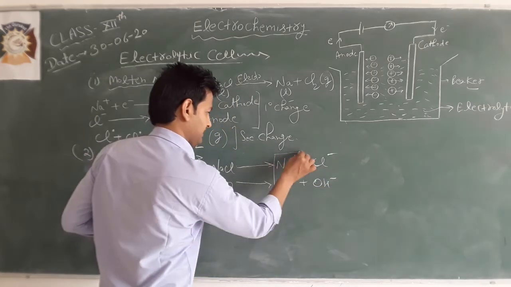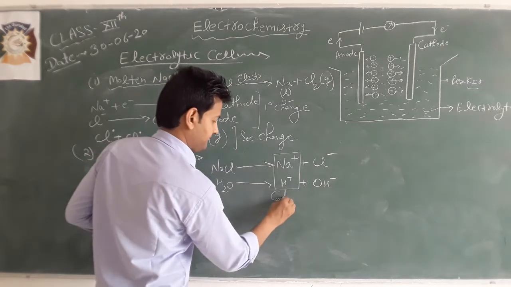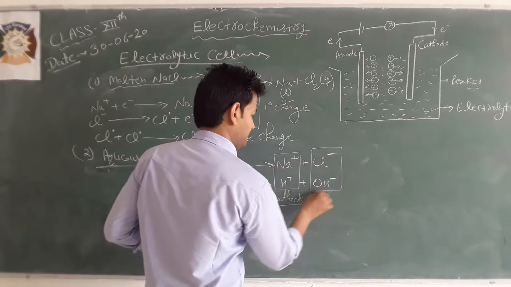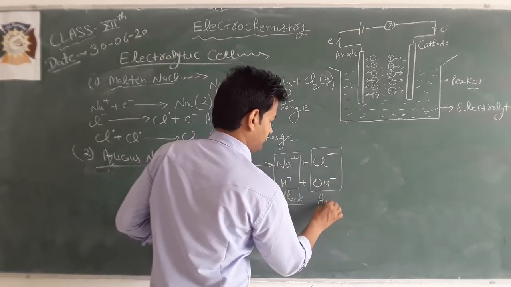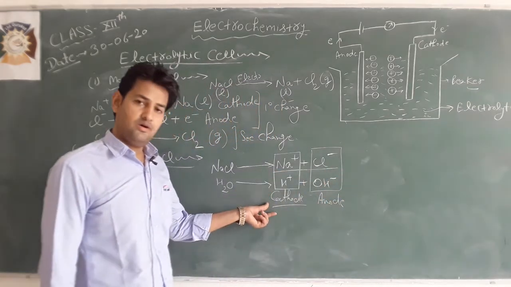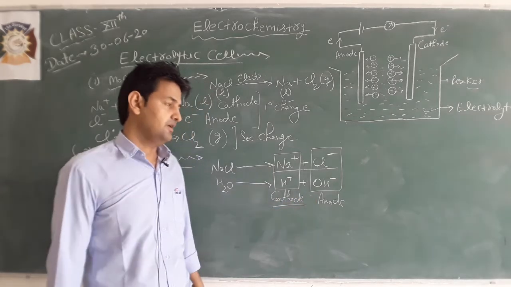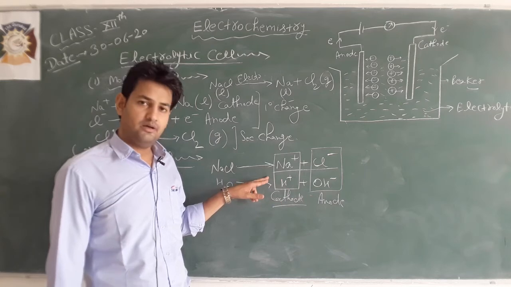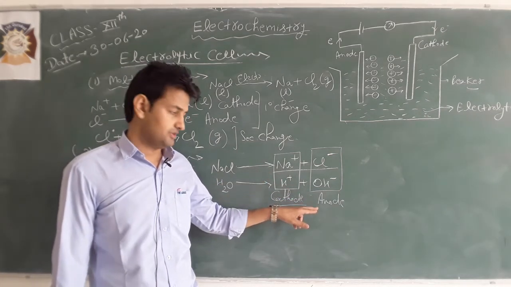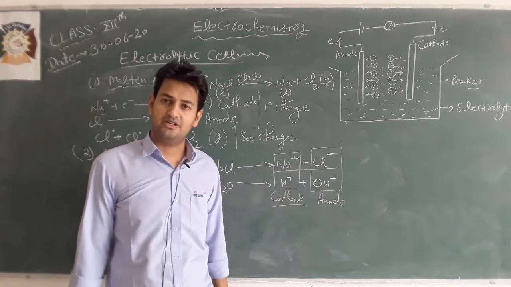Now these two cations move toward the cathode, and these two anions will move toward the anode. Now which ion will undergo reduction and which ion will undergo oxidation? It will depend upon their discharge potential. The ion which has lesser discharge potential will undergo discharge.